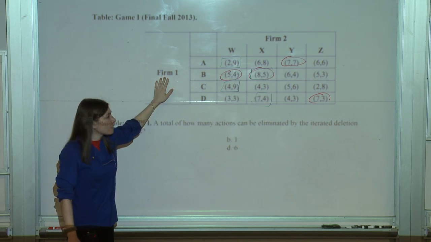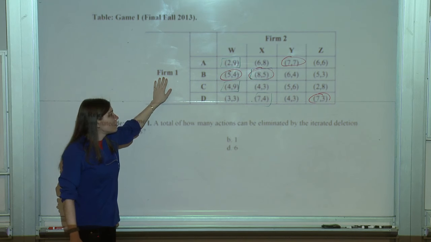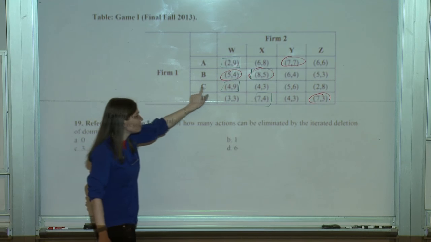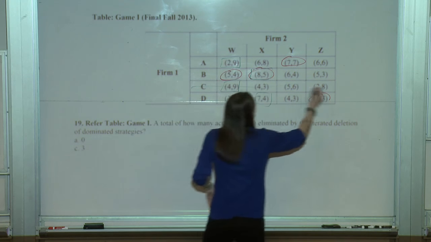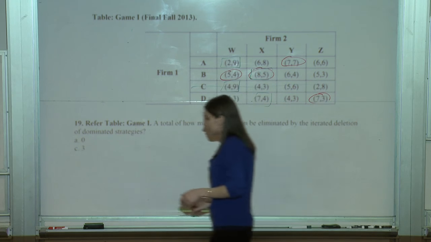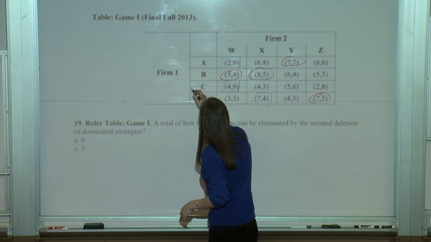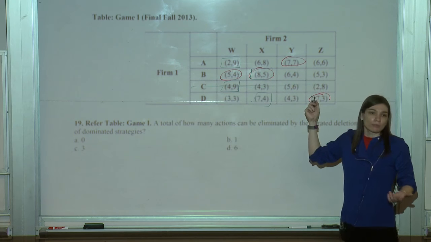Is there one strategy that firm 1 would never go for? C. There's no red here. They would never choose C. I can eliminate that. What about for firm 2? Y and Z. They will never choose them.